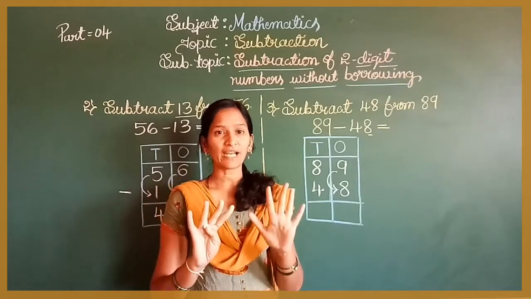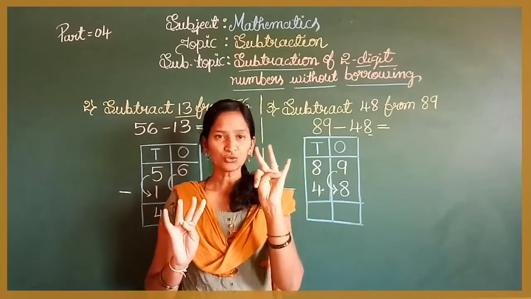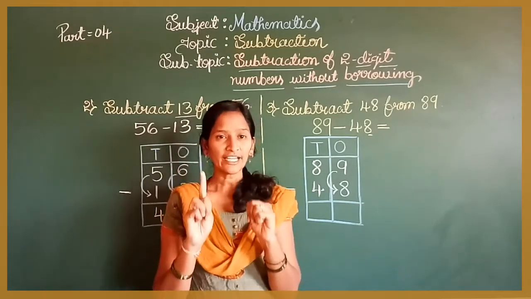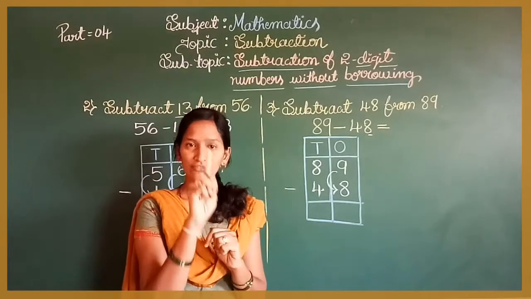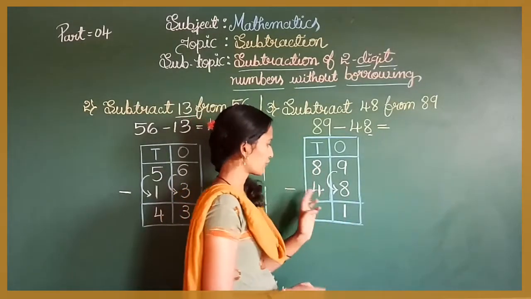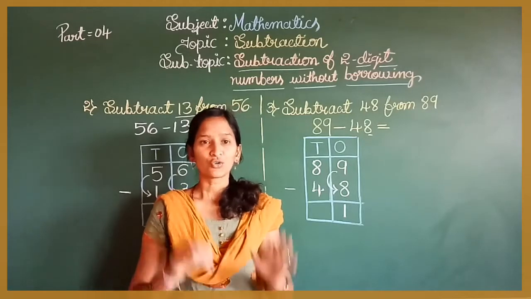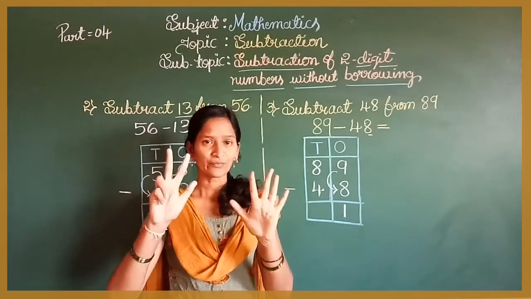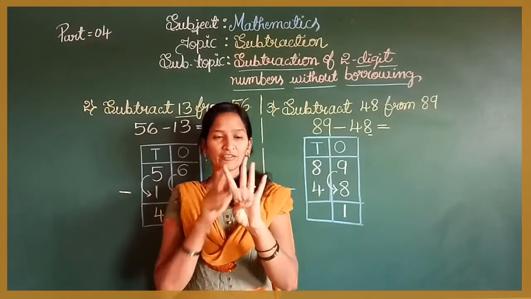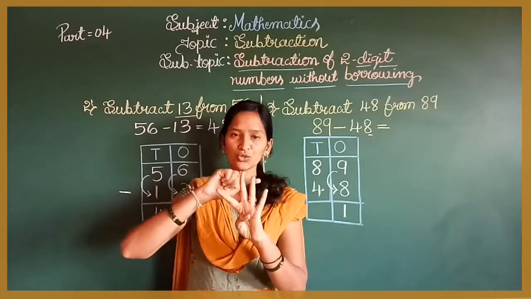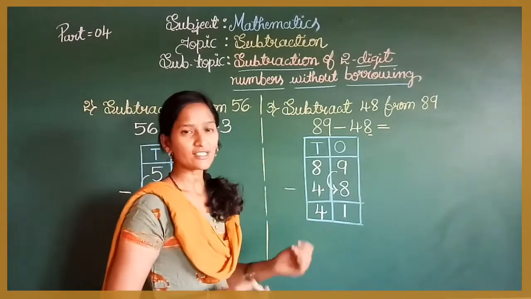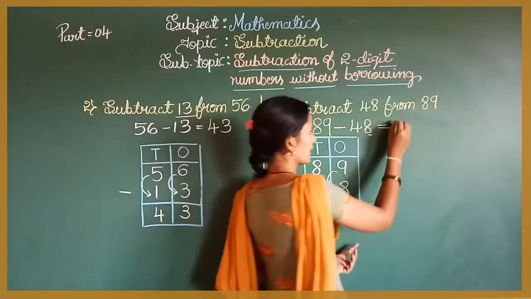In 9 you have to subtract 8. 1, 2, 3, 4, 5, 6, 7, 8. 9 minus 8 is only 1. So write here 1. Next, 8 minus 4. What is 8 minus 4? So in 8 you have to subtract 4. Look here. 1, 2, 3, 4. How many fingers are left? 1, 2, 3, 4. So write down here 4. So what is our difference? 41 is our difference.